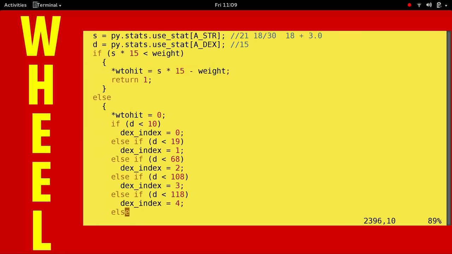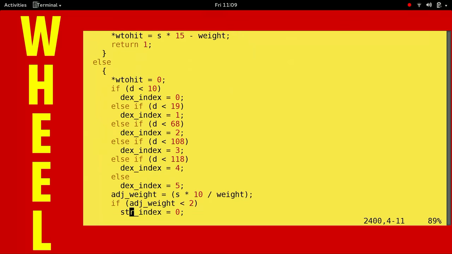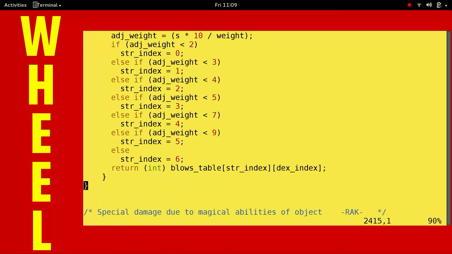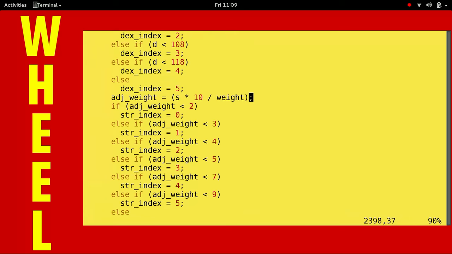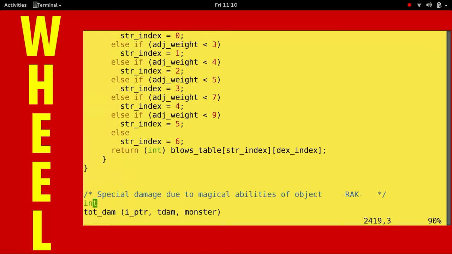Otherwise, it's zero. And now we're just depending totally on our dexterity and our strength and the weight of the weapon. So our dexterity was 15, which means our dex index is 1. And we're going to look it up in this blows table eventually. So this value on the right-hand side is a 1. Over here, the next part is to figure out our strength index. Our strength was 21. So 21 times 10 is 210, divided by weight, which is 260. So that means we're way under that. That means this is our index. So we have a dex index of 1 and a strength index of 0. And then we go look that up in the blows table.